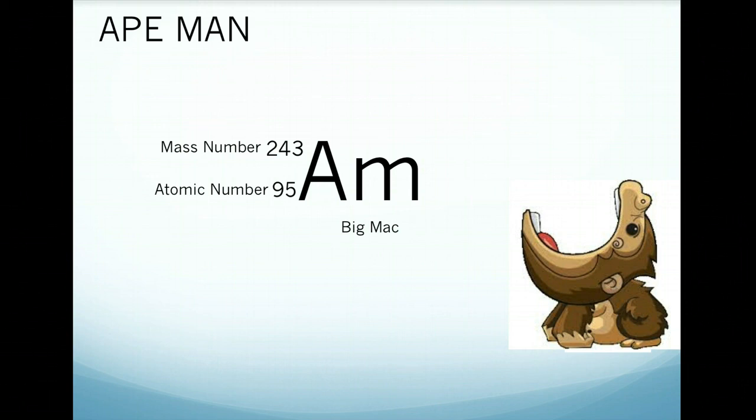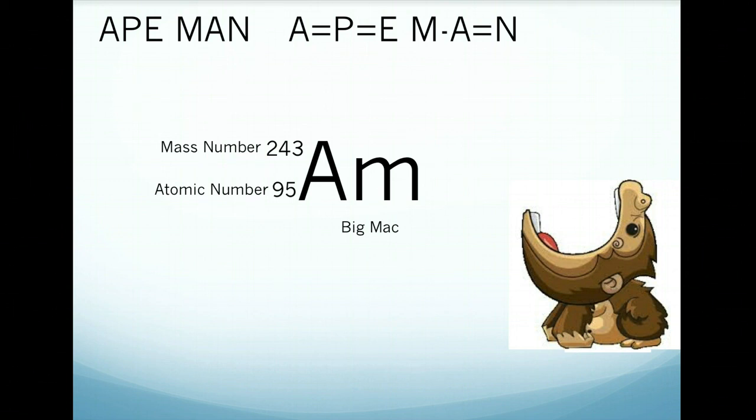Well, ape man. What ape man means is the A stands for the atomic number, and the atomic number is equal to the number of protons, which is equal to the number of electrons in a neutral atom. So they have the same number of protons and electrons, and you saw that from the video. That's represented by the atomic number, which is the 95. The man part is the mass number, which is the top number, minus the atomic number, which is the bottom number, is going to give you the number of neutrons.